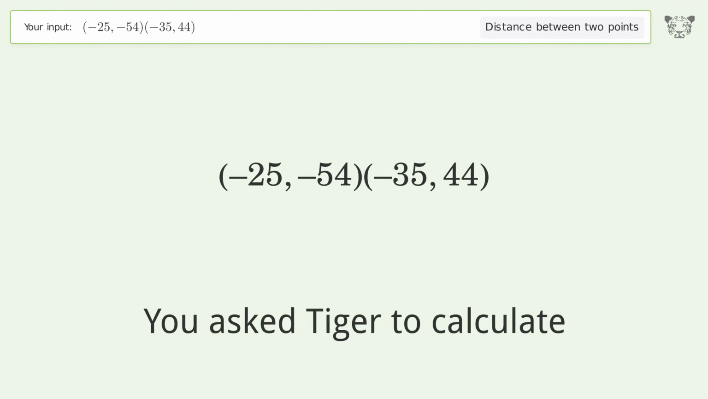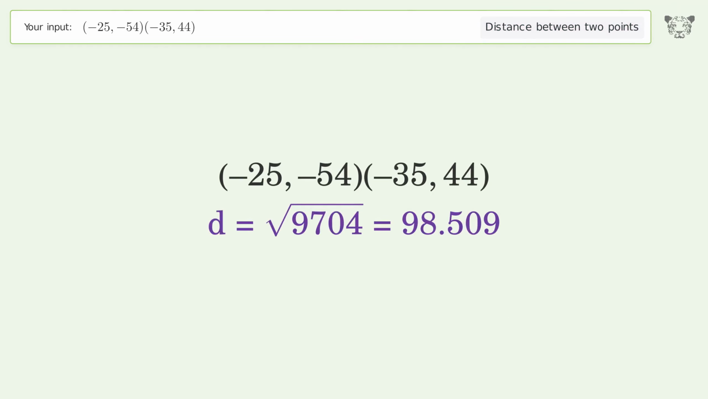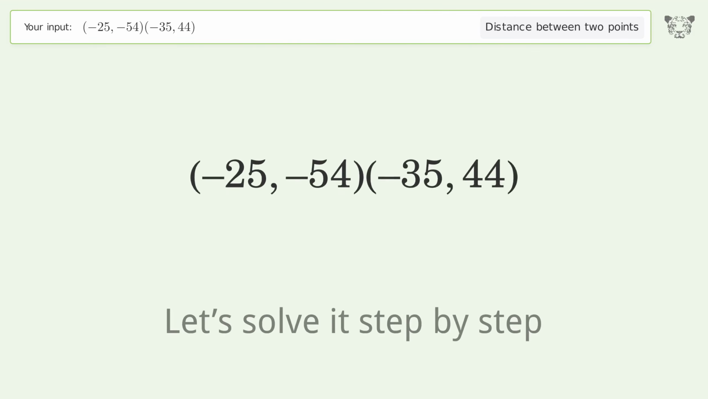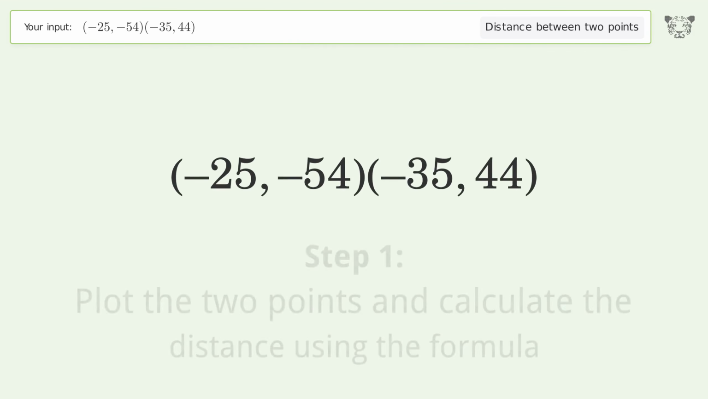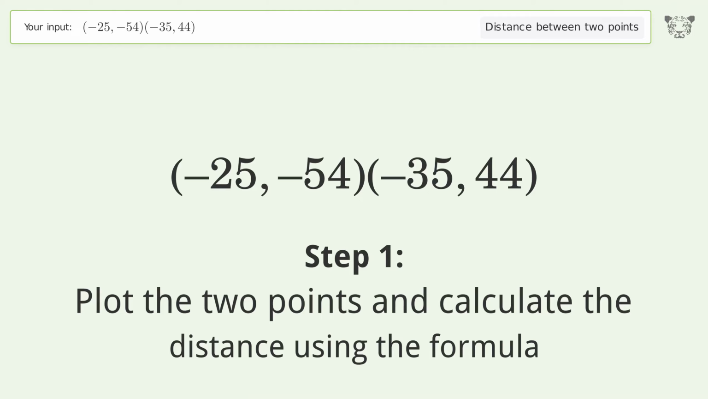You ask Tiger to calculate. This deals with the distance between 2 points. The distance between the 2 points is the square root of 9,704 or 98.509. Let's solve it step by step. Plot the 2 points and calculate the distance using the formula.